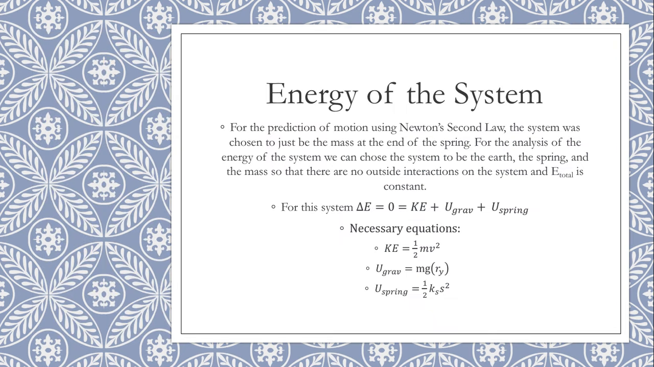Energy of the system. For the prediction of motion using Newton's second law, the system was chosen to be just the mass at the end of the spring. However, for the analysis of the energy of the system, we can choose the system to be the Earth, spring, and mass so that there are no outside interactions on the system, and E total is constant. For this system, the change in energy of the system is equal to 0 because there's no work, and this is equal to the kinetic energy plus the potential energy of gravity plus the potential energy of the spring. These are the necessary equations for calculating this.